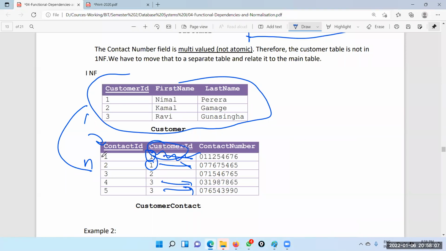Problem solved. Okay. Now there is less duplication and less redundancy. Redundant means duplicate.